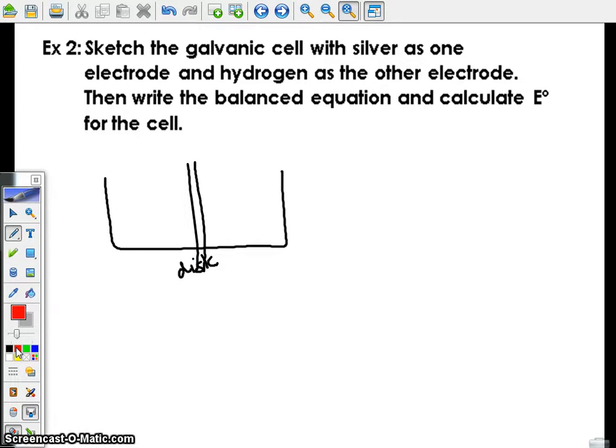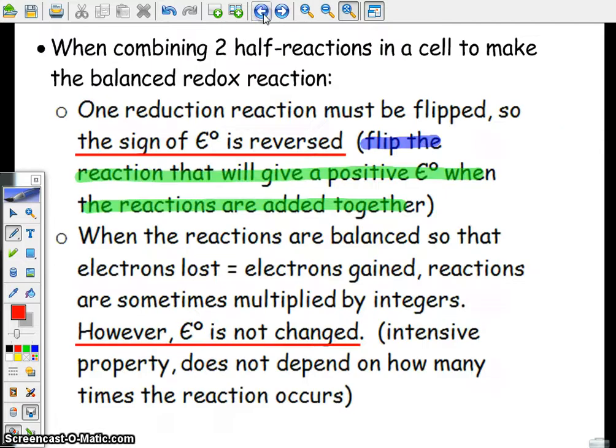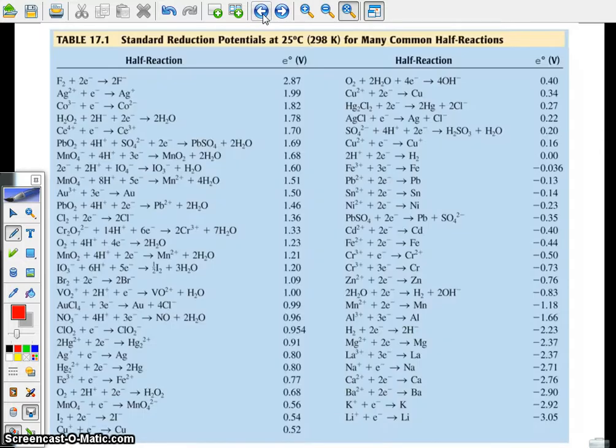Okay. So I'm going to have silver as an electrode, and I'm going to have hydrogen as an electrode. The nice thing about this is I can go back to my chart, and I can just find the common silver electrode over here, this Ag plus. Ag plus plus E minus yields Ag, and that should be the 0.8. And then the hydrogen one is right here. Now notice, these half reactions are already balanced. Just copy them down. You don't have to balance that part. It's already done for you.